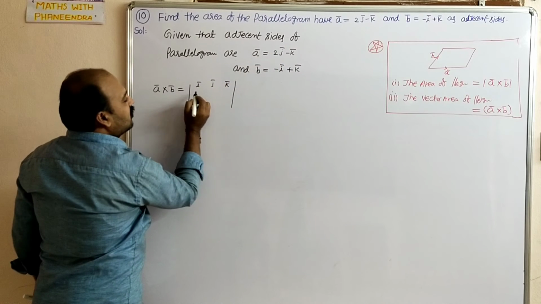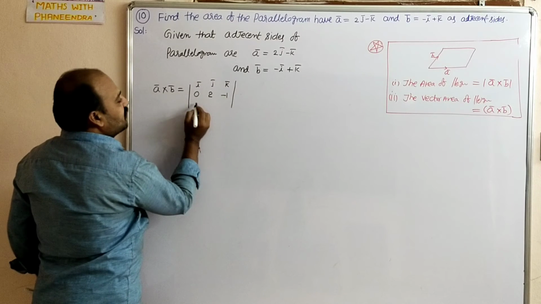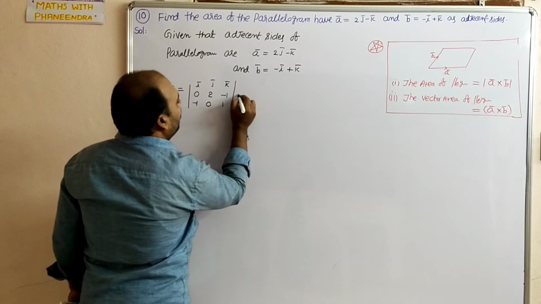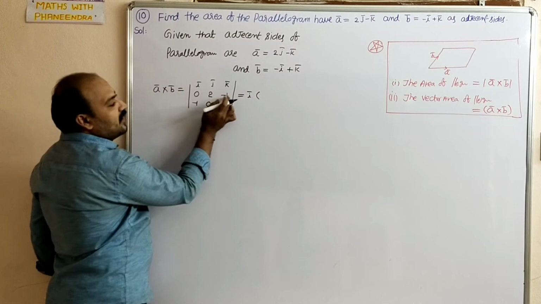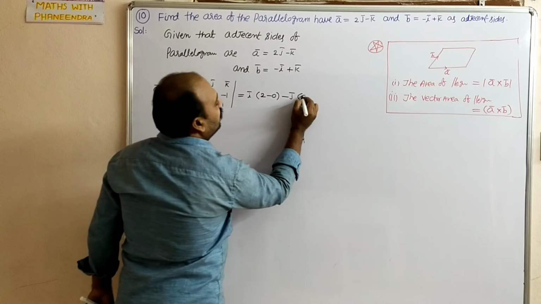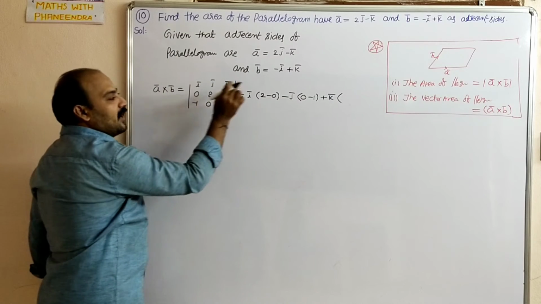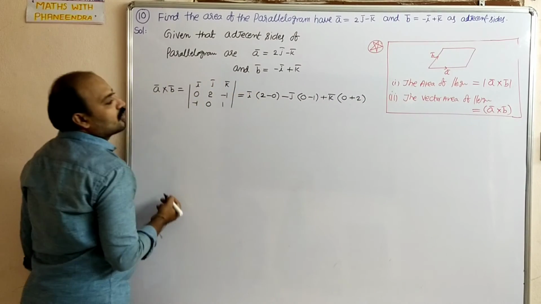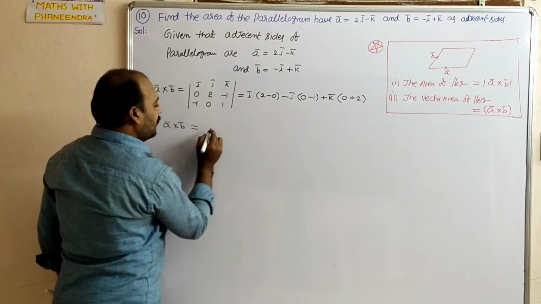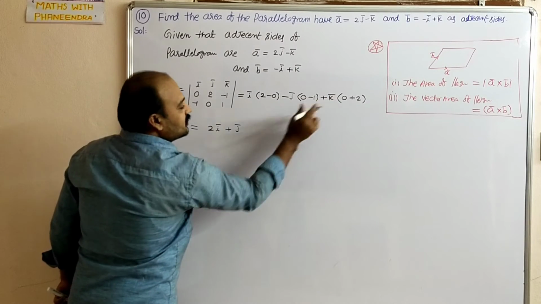In this, i vector is not there, 0. J bar vector coefficient is 2 and K bar vector is minus 1. And B bar vector minus 1, there is no j bar and k bar is 1. So now we will expand this one, i bar into 2 minus 0, minus j into 0 minus 1, plus k into 0 minus of minus 2, 0 plus 2. So A bar cross B bar equal to 2i plus j plus 2k.